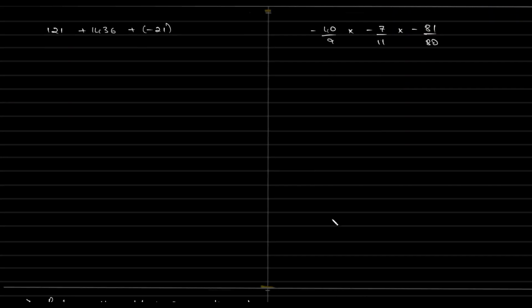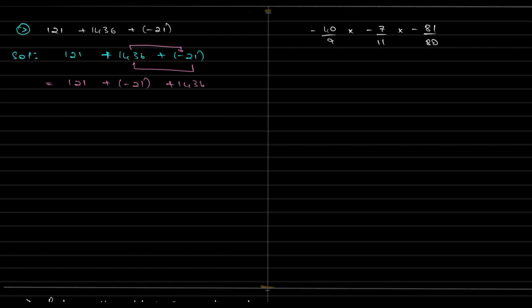Okay, few more questions. So we have here a negative term. So clearly, what is convenient to do over here? Which is the one which is convenient to do? It's convenient to add 121 with negative 21, because, well, it will give us 100 and it's easy. So first thing is, let's shift things around. So we have 121 plus negative 21 plus 1436.